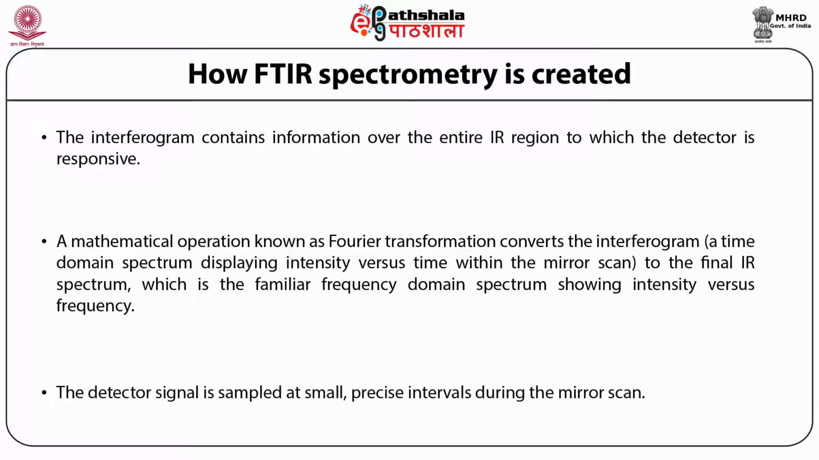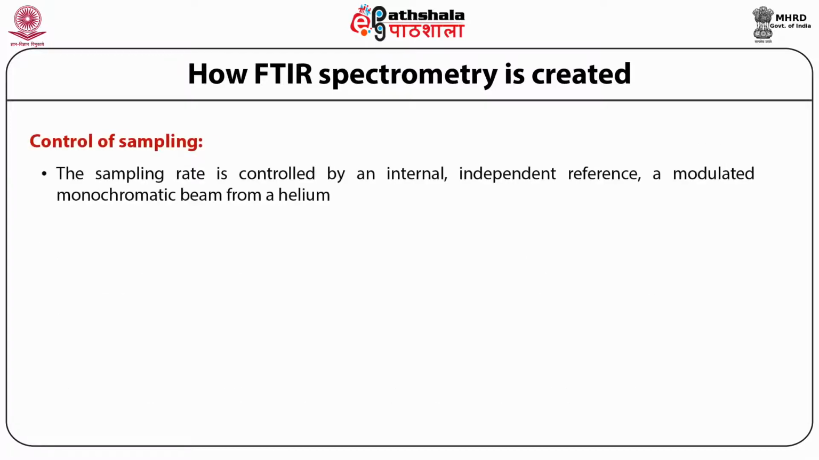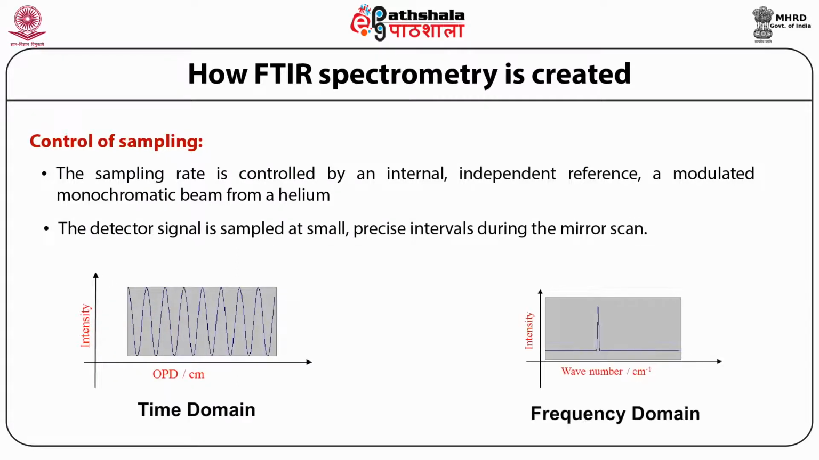The detector signal is sampled at small precise intervals during the mirror scan. The sampling rate is controlled by an internal independent reference, a modulated monochromatic beam of a helium neon laser focused on a separate detector.